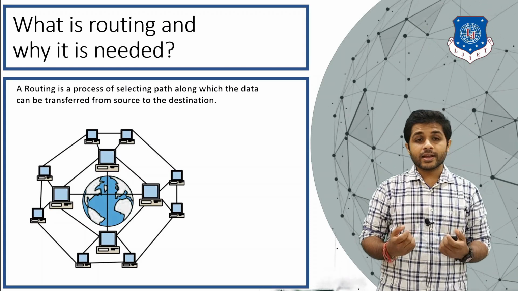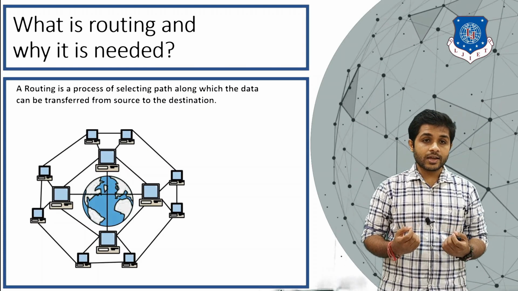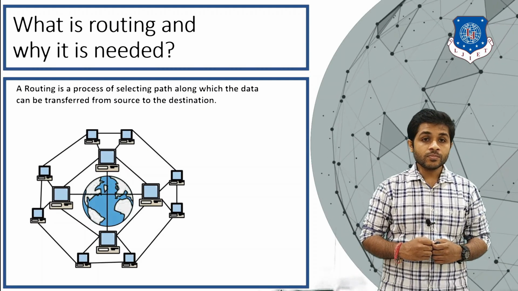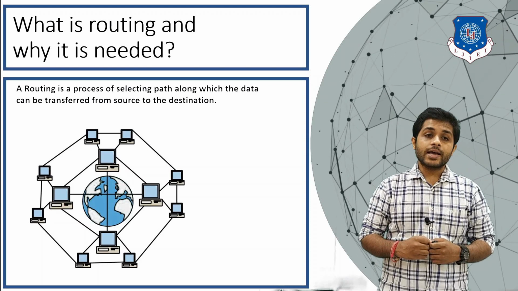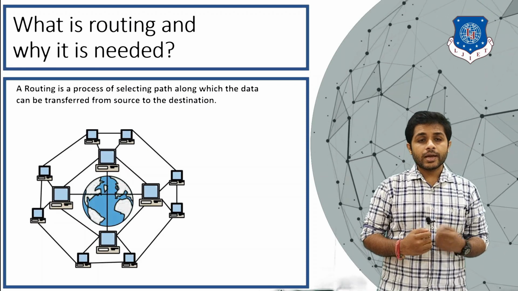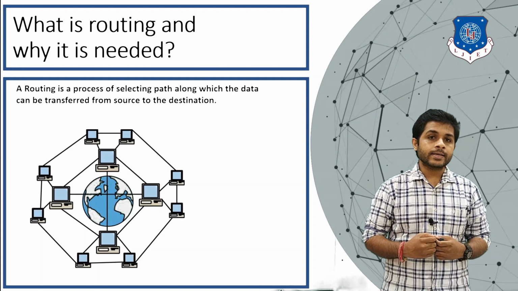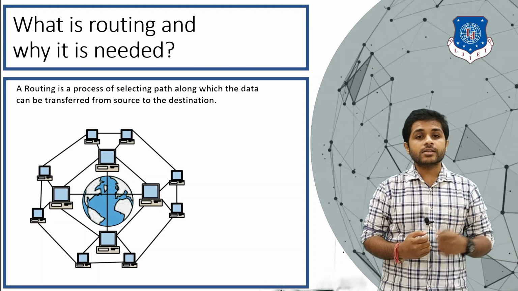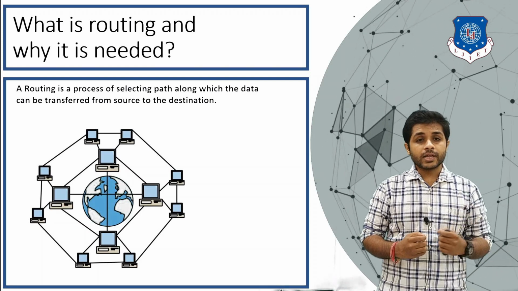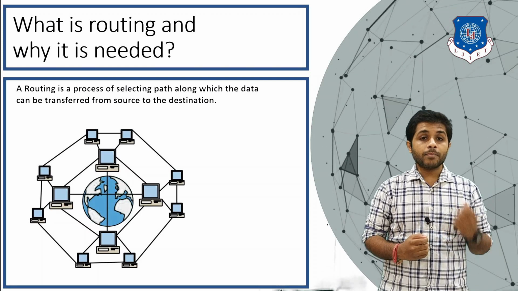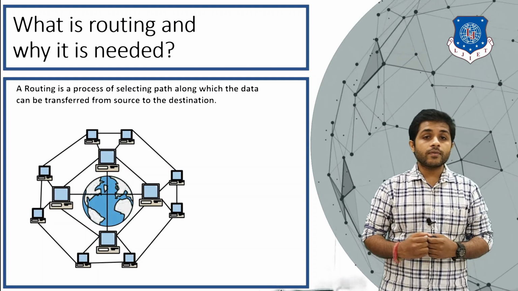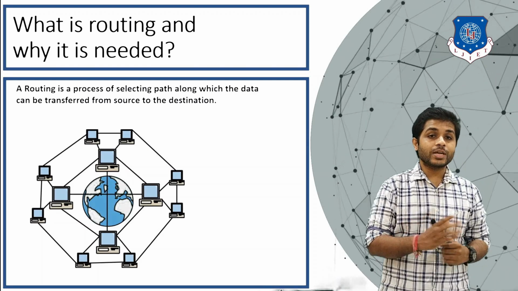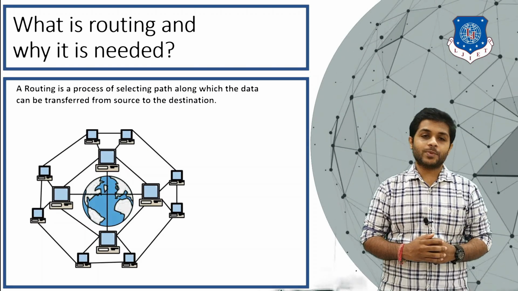And there are in fact special devices to perform this job, which are called routers. All routers have a routing table, and whenever a router receives a packet, it analyzes the packet, and after analyzing it, it checks its routing table. After that, the router will select the best path among all the available paths so that the data can reach from source to destination as quickly as possible.